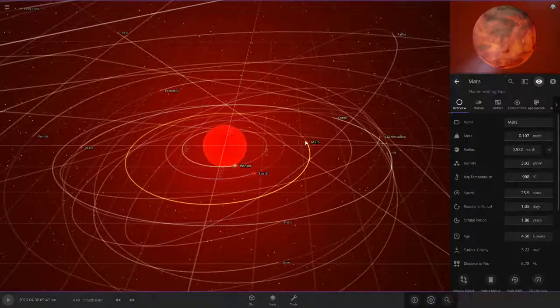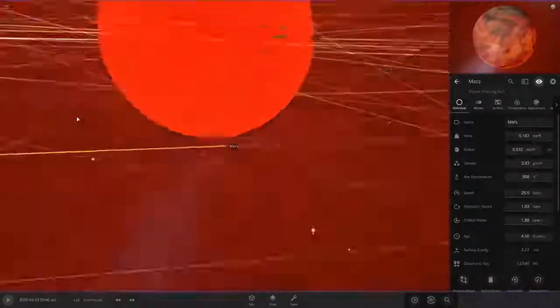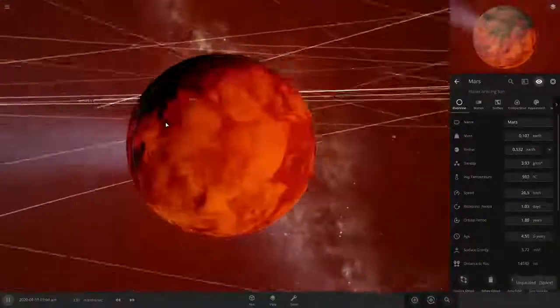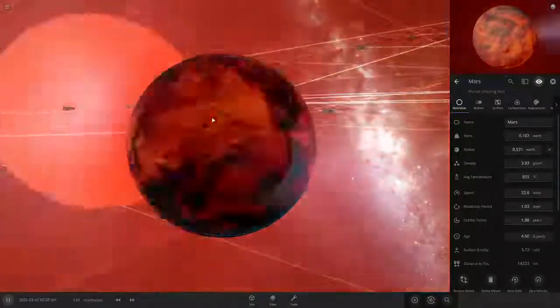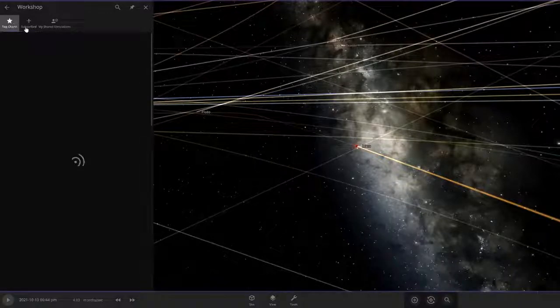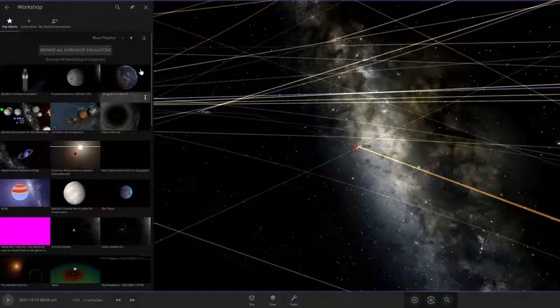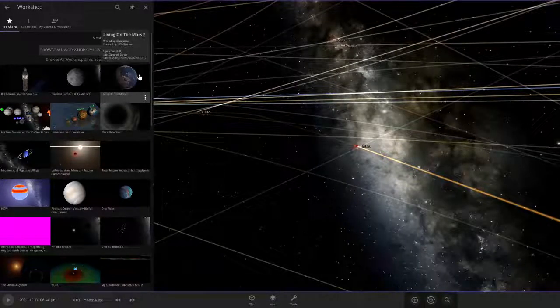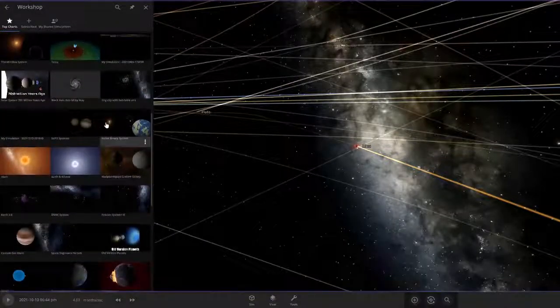now the sun is only 3,000 degrees. Now, with the sun like that, Mars is already on, like, complete lava. Okay, so this is wrong. Let's go get.